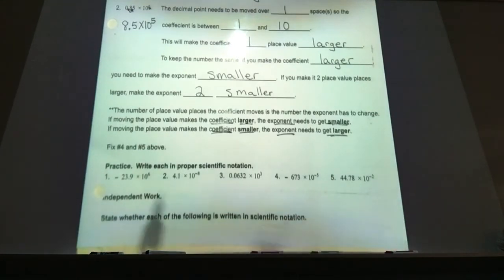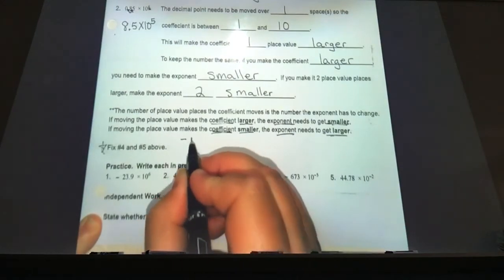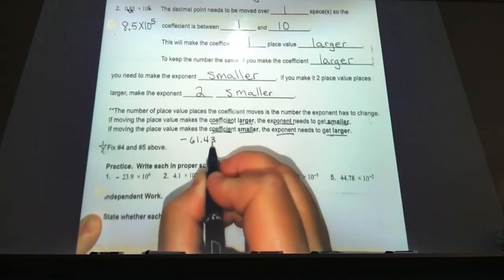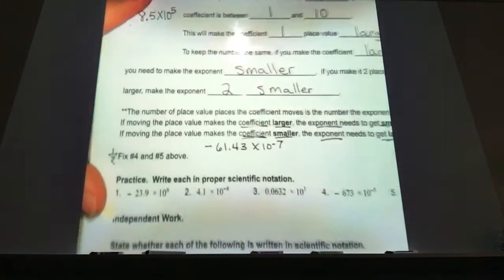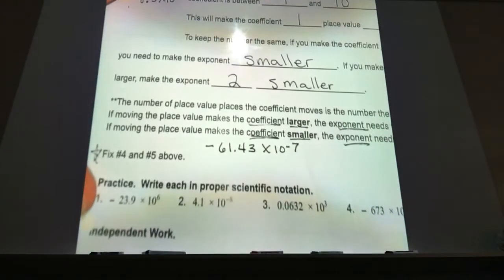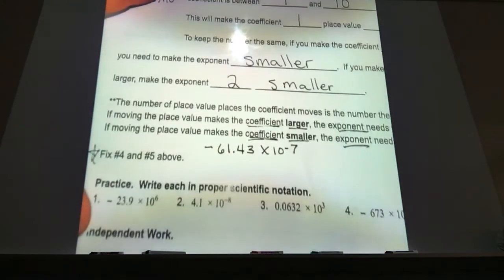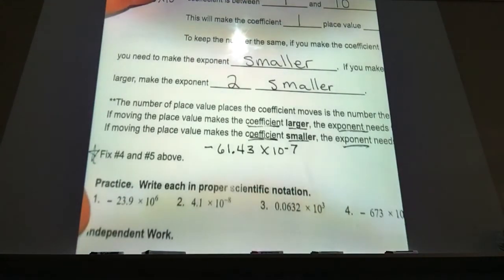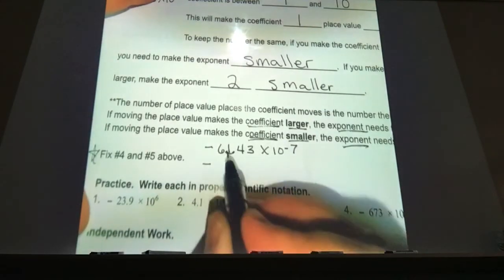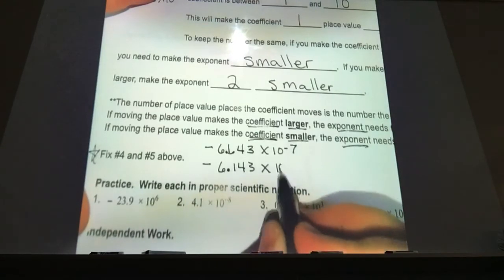So we need to go up and we need to fix numbers 4 and 5. So number 4 originally looks like this. Let me zoom in on this. I'm going to try a focus and see if that helps any. Hopefully that did. And 61 is not between 1 and 10. We're going to keep that negative sign there. It needs to move over 1 to 6.143. Always times 10, don't forget that.